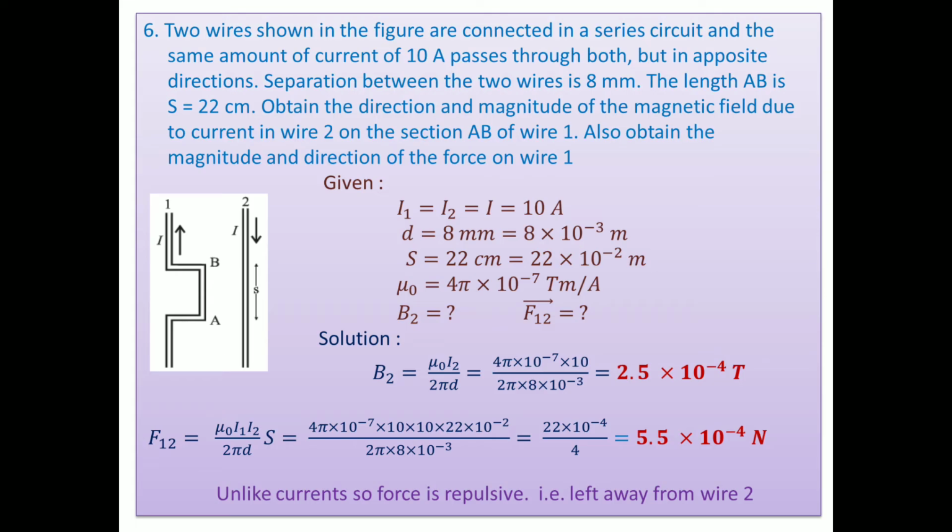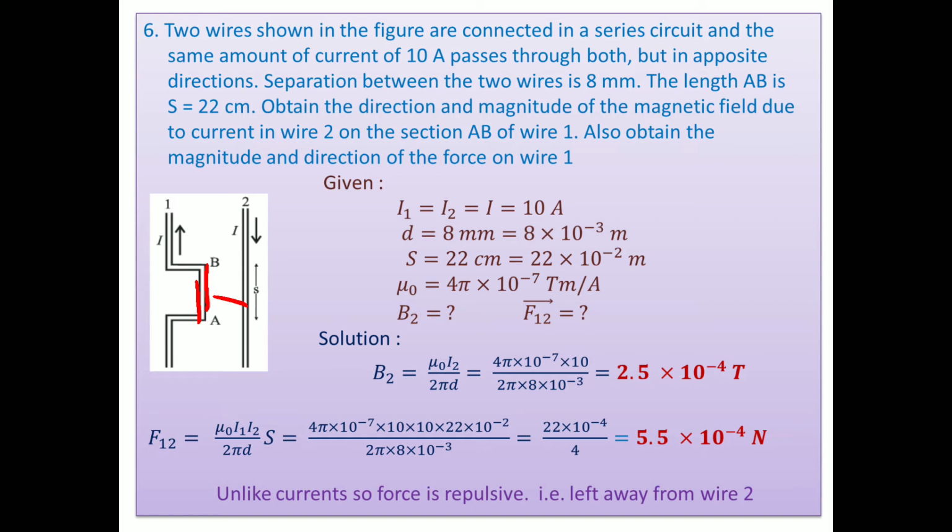Two wires are shown in the figure. Look here, parallel wires are there. Only this section we have to study, the AB section. They are connected in a series circuit and the same amount of current, 10 ampere, passes through them, but the current is flowing in the opposite direction. The separation between the two wires is 8 millimeter. The length of AB is 22 centimeter.